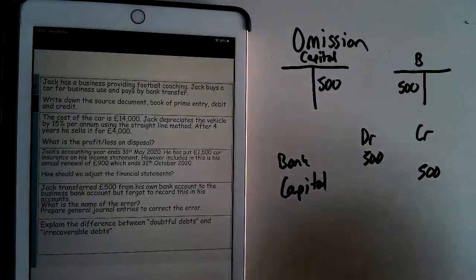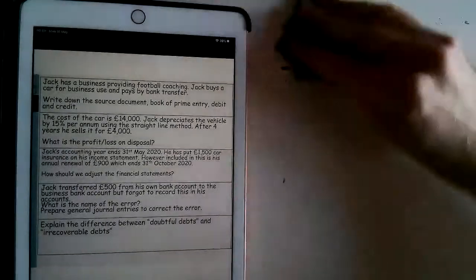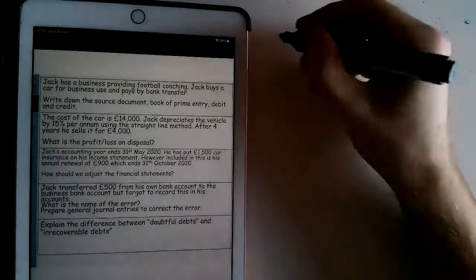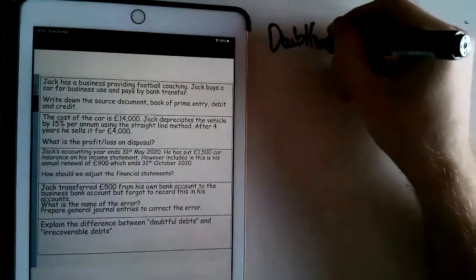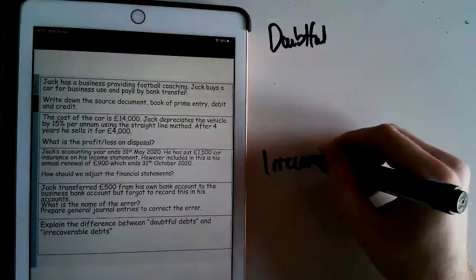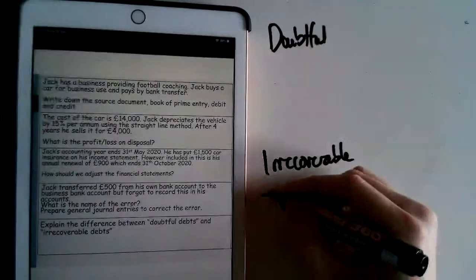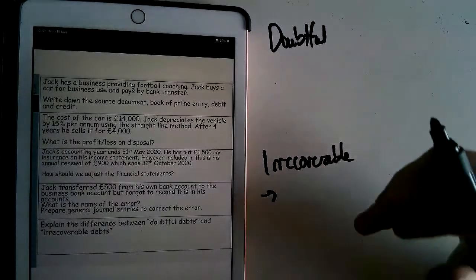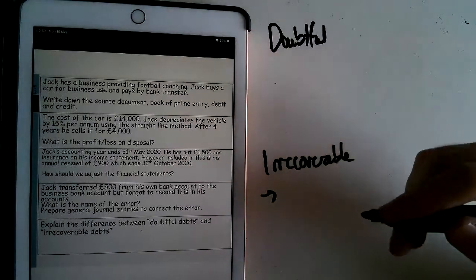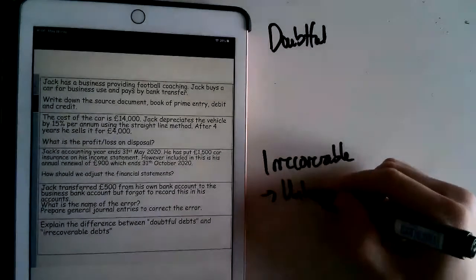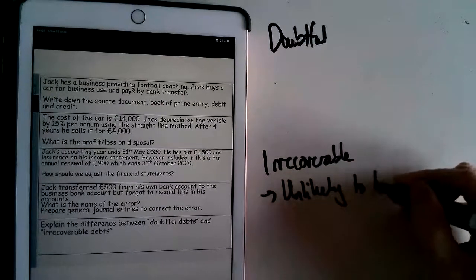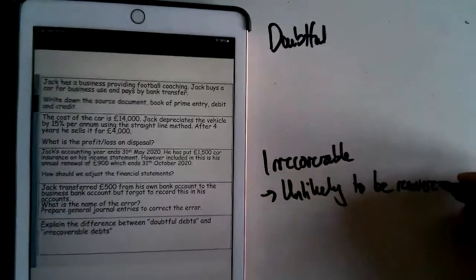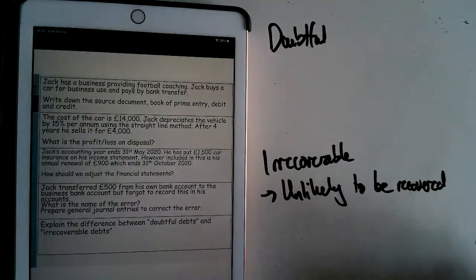Well done if you spotted that. And the last one, explain the difference between doubtful debts and irrecoverable debts. So doubtful debts and irrecoverable. Okay, irrecoverable debts are debts that are very, very unlikely to be recovered. So that could be because the customer went bankrupt. It could be that you haven't got the details for the customer, so you write them off because it's very, very unlikely you're going to get that money back.